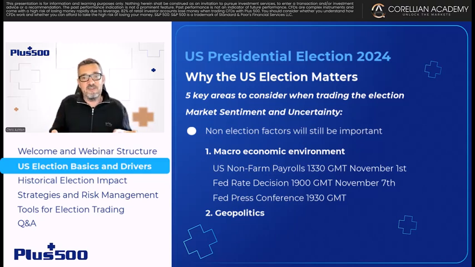Now, that's the end of this section. I have summarized the key points to help steer you in the right direction. But more detailed analysis should be done into these and other key areas driving markets before trading over the election.